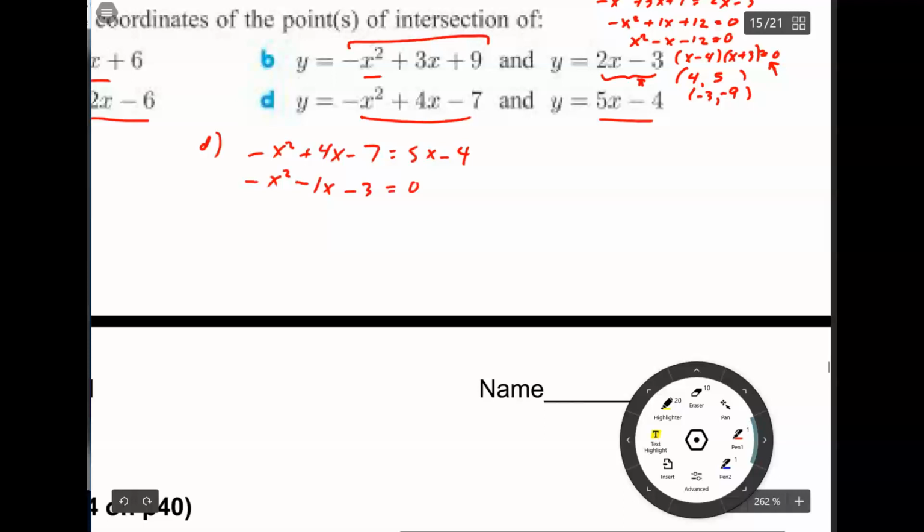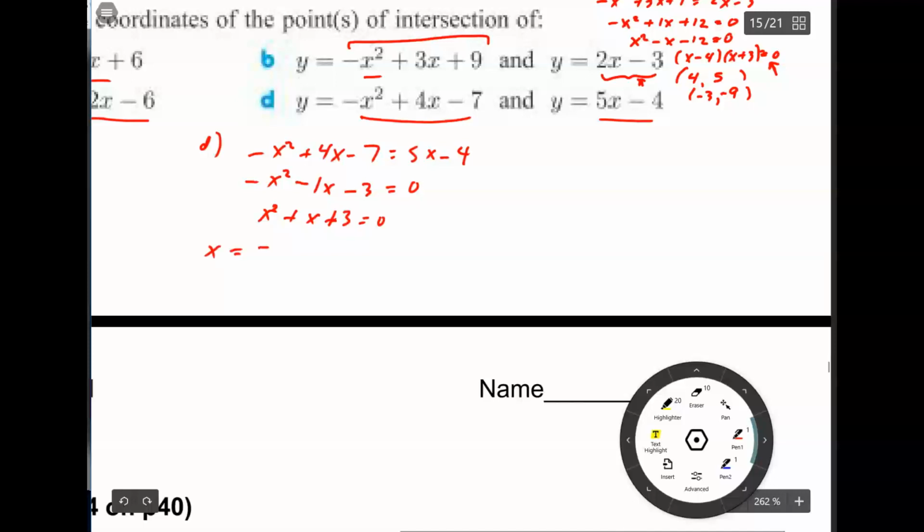I don't like working with a negative leading term, so I multiply everything by negative 1. I end up with x squared plus x plus 3 equals 0. And I don't know if this is factorable. I don't think it is. So we're going to have to use the quadratic formula.